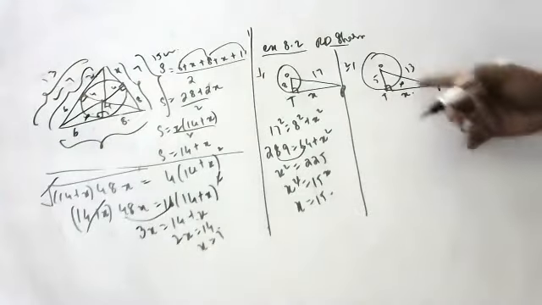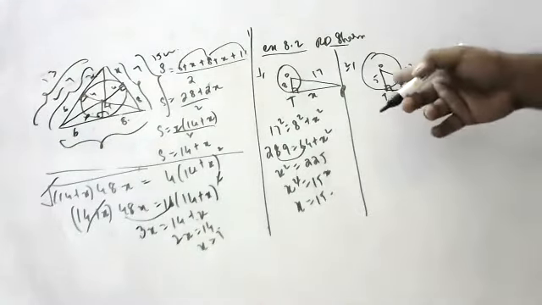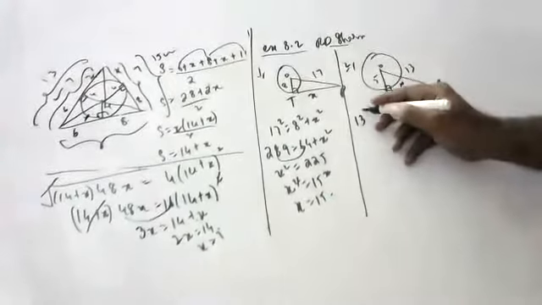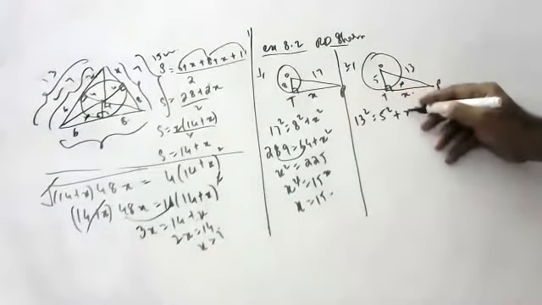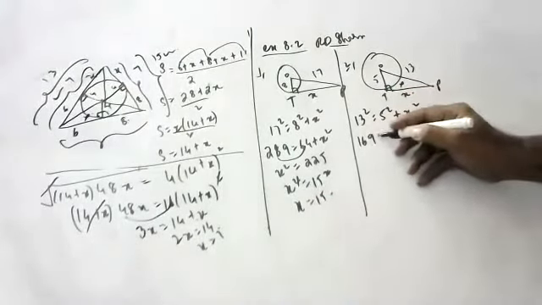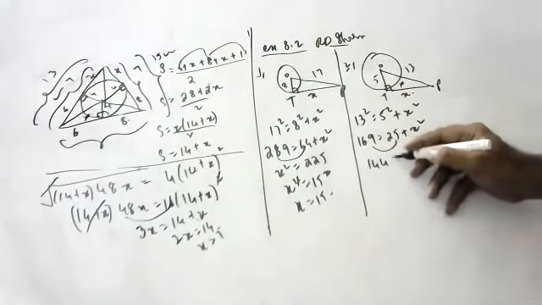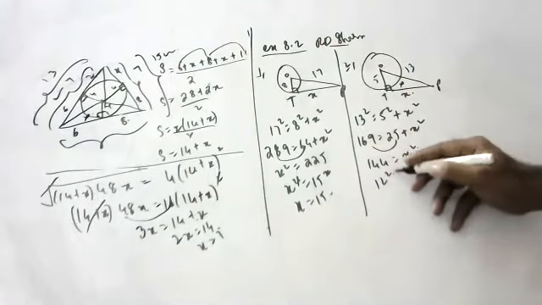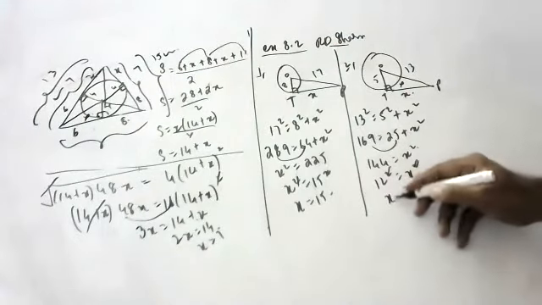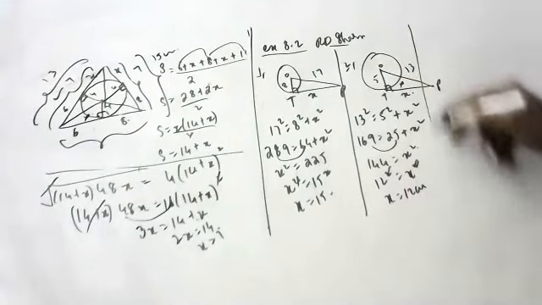Harsh, can you apply Pythagoras theorem here? 13 square is equal to 5 square plus x square. 169 is equal to 25 plus x square. This comes here. 144 is equal to x square. 12 square is equal to x square. So x is equal to 12 centimeters.